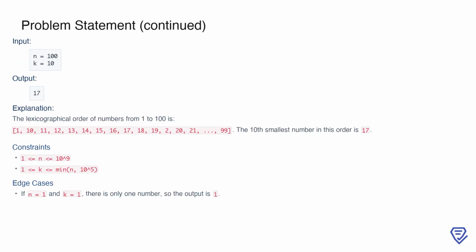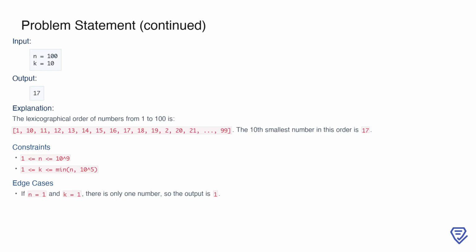For this example, let's set n to 100 and k to 10. First, we generate the lexicographical order for numbers from 1 to 100. The sequence begins like this: 1, 10, 11, 12, 13, 14, 15, 16, 17, 18, 19, 2, and so on. Now, we need to find the 10th smallest number in this sequence. By counting, we see that the 10th number is 17. So, the output is 17.